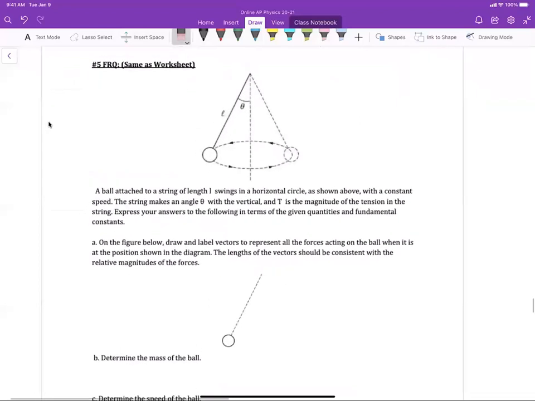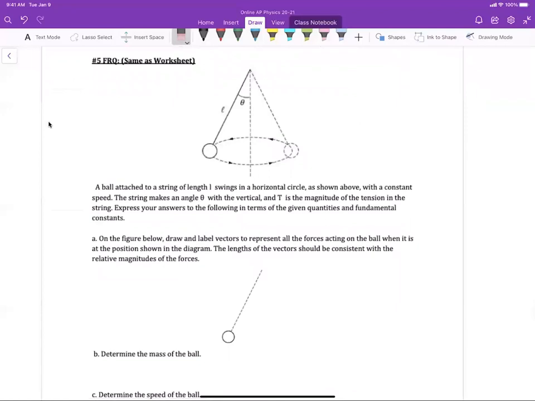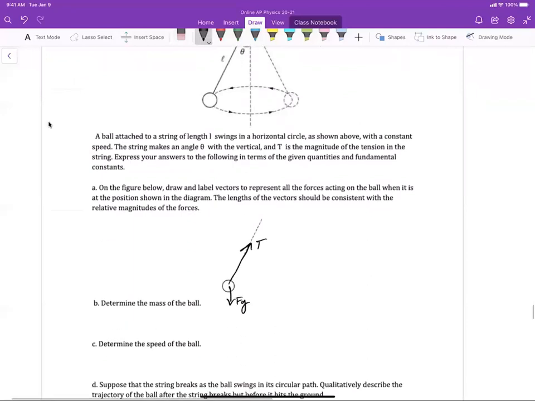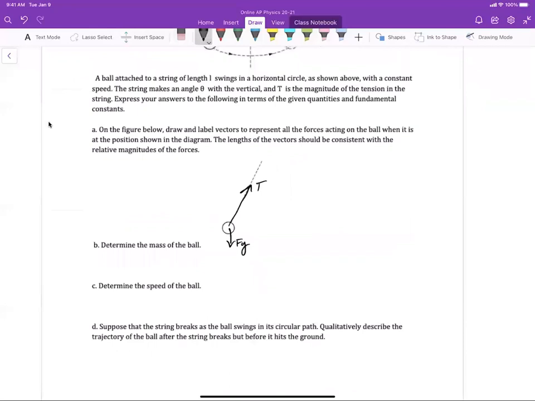All right, a ball. We've already worked this, so I'm going to go through this quickly. On the figure, we've done this together in multiple problems. Here's my force tension. Here's my force of gravity. Determine the mass of the ball. How we do that is we got to break that tension force into its components. We have T sine theta, and this is T cosine theta, and this is mg.